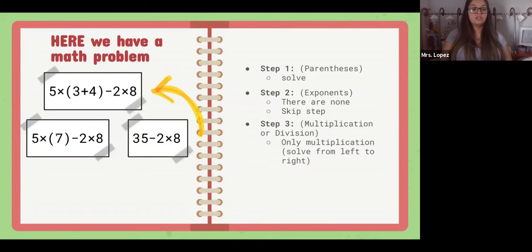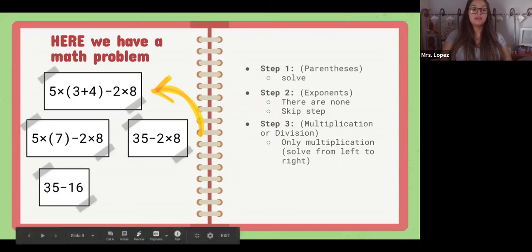So we're going to solve the 5 times 7 first. That's going to give us 35. And then we're not done with the multiplication step because we still have more. So now we're going to multiply the 2 times 8, and that should give us 16. So now we should rewrite the problem and have it 35 minus 16.